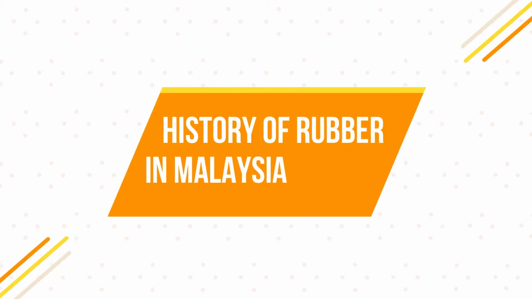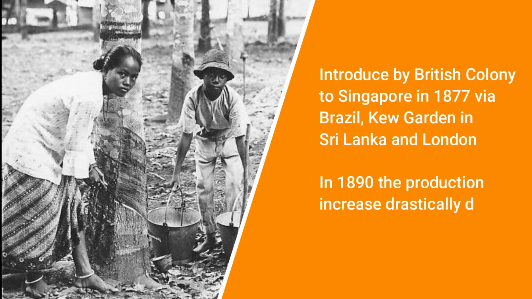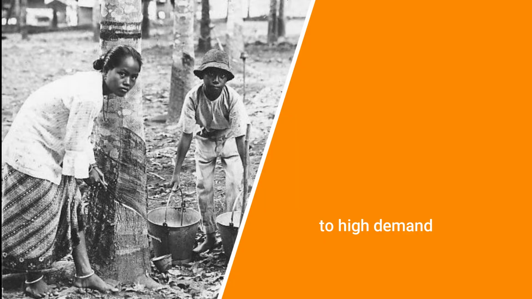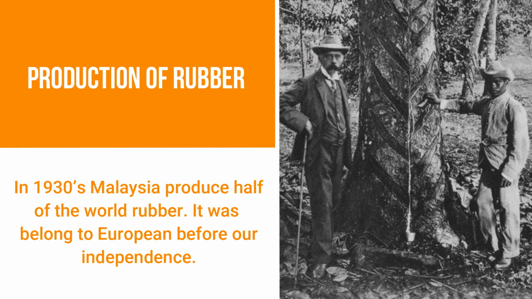History: Rubber in Malaysia. It was introduced by a British colony to Singapore in 1877 via Brazil, Kew Garden, Sri Lanka and London. In 1890 the production increased drastically due to high demand. Production of rubber: in the 1930s Malaysia produced half of the world's rubber.